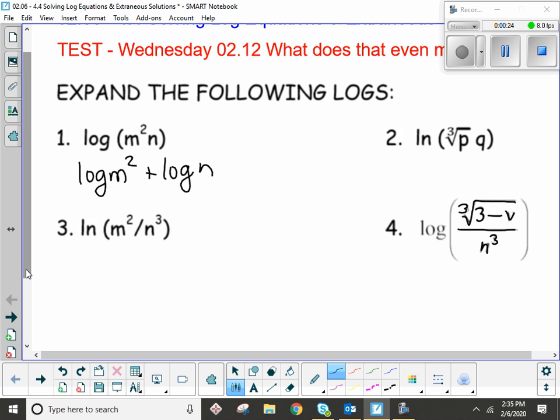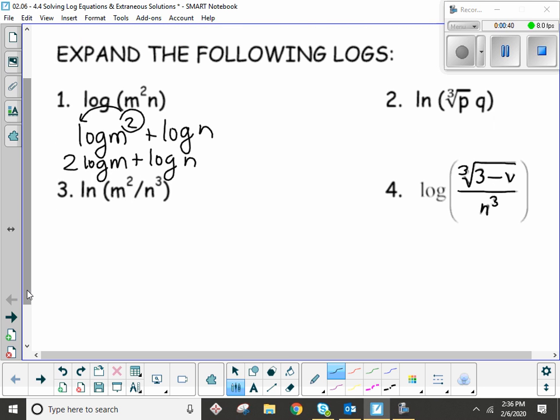And there was one last thing to do. What's the one last thing? Take the 2, put it up front. Absolutely. So the final answer is 2 log m plus log n. And if it feels weird, like it's too many letters running together, you are free to always put parentheses, if you like, on the single terms.